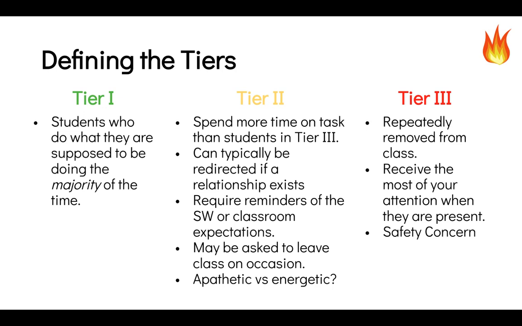Tier 2 students spend more time on task than students in Tier 3. They can normally be redirected if there's a relationship or an intervention in place. They might need more reminders than Tier 1 students, and they might be asked to leave class on occasion. Sometimes they get defined as apathetic, and it's more about finding the cause of the behavior. I mean, could it be energy?